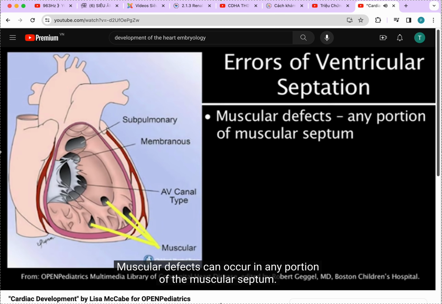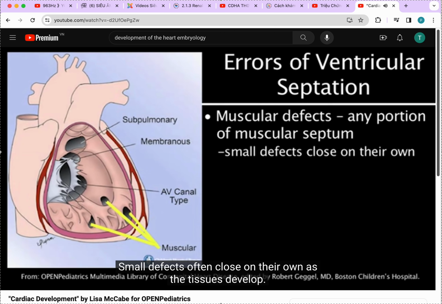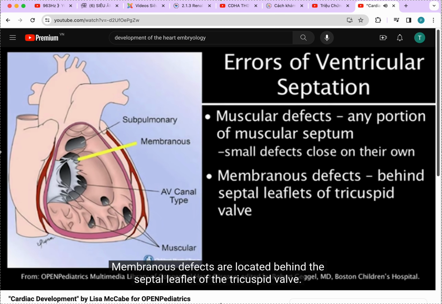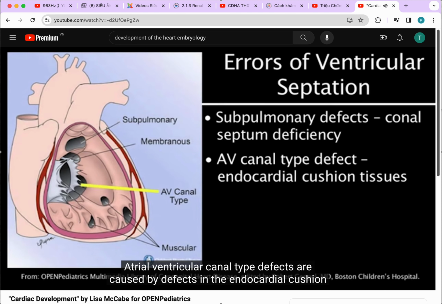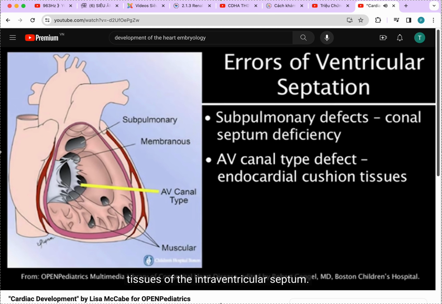Muscular defects can occur in any portion of the muscular septum. Small defects often close on their own as the tissues develop. Membranous defects are located behind the septal leaflet of the tricuspid valve. Subpulmonary defects are caused by deficiency of the conal septum. Atrioventricular canal type defects are caused by defects in the endocardial cushion tissues of the intraventricular septum.